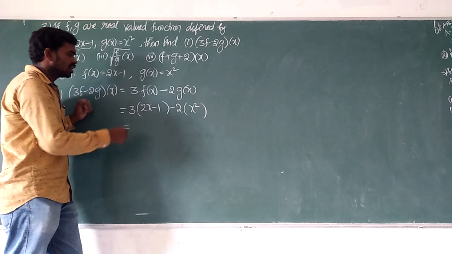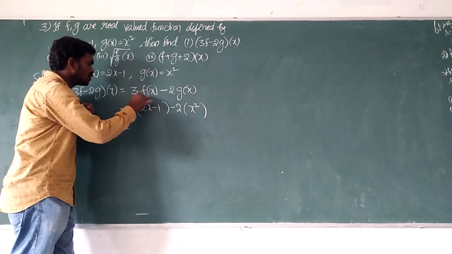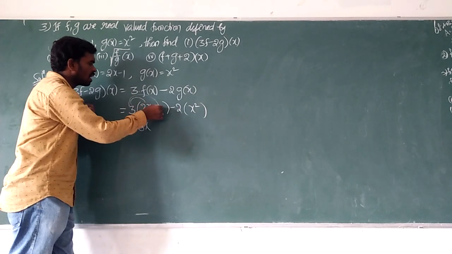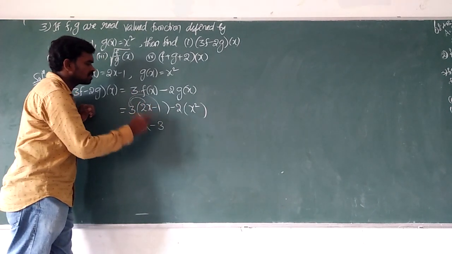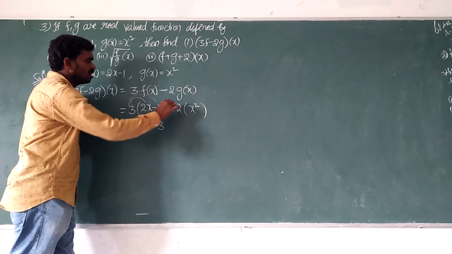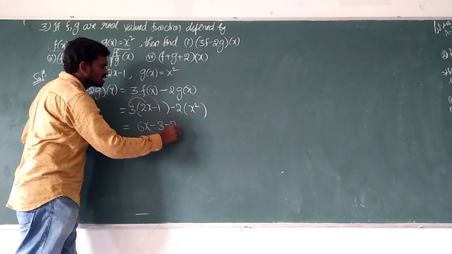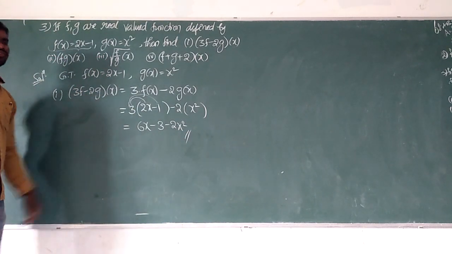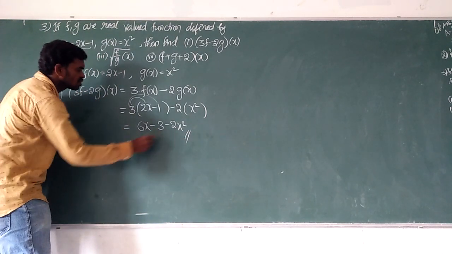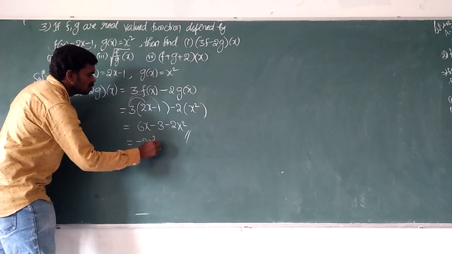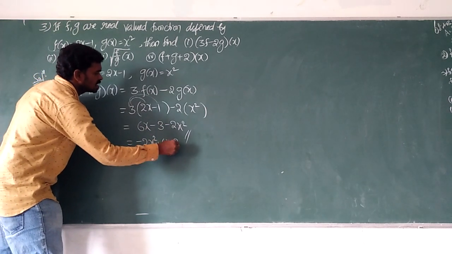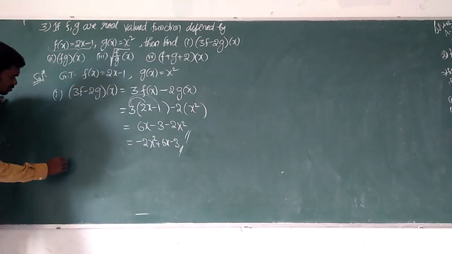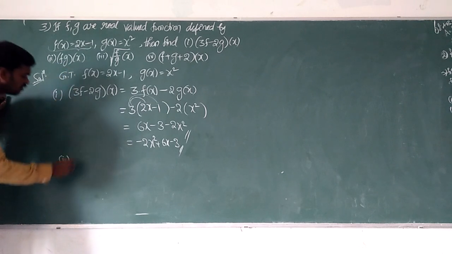Now multiply numerical numbers. 3 into 2x, 6x. 3 into 1, 3. Minus means minus. Next, minus 2 into x square, minus 2x square. That's it. This is 3f minus 2g of x. So if you write in order, first minus 2x square plus 6x minus 3 is the answer. Then what is the second one? F into g of x.